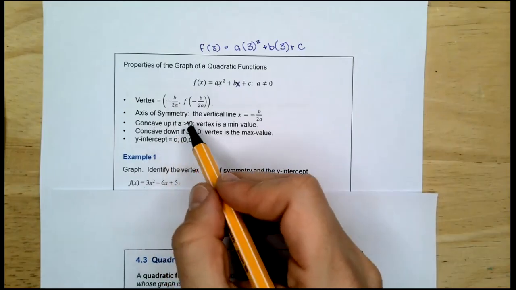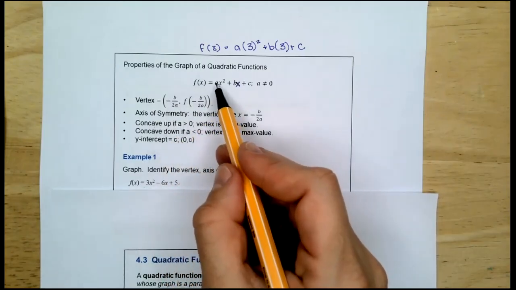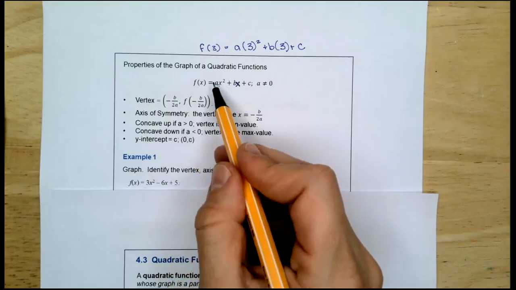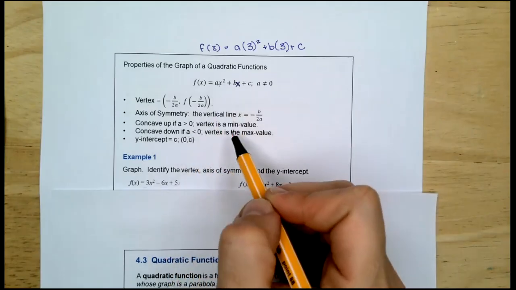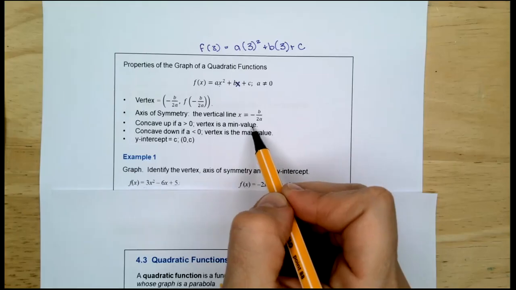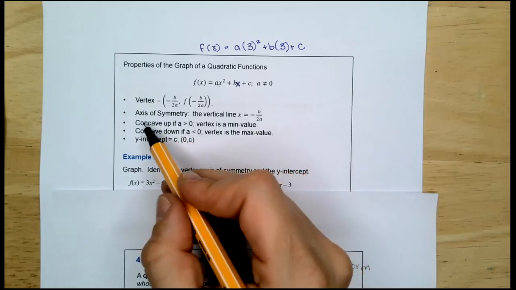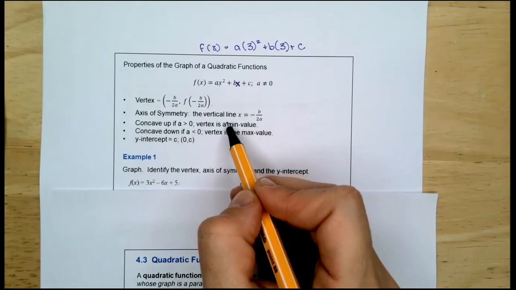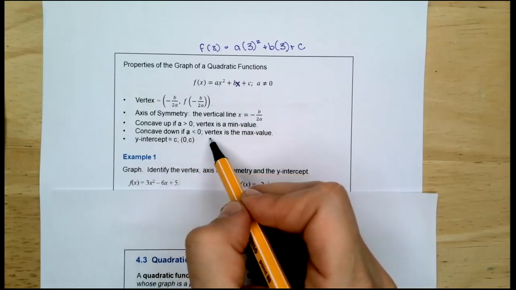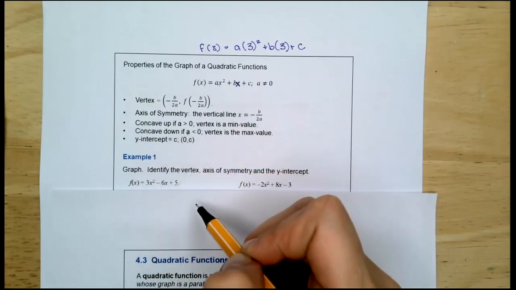Okay? Concave up, remember, if this is positive, it's concave up. Concave down if this is a negative number. Okay? When they ask you for the minimum value, it's because it's concave up. So concave up means the minimum value is going to be the vertex. Concave down means the maximum value is going to be the vertex.